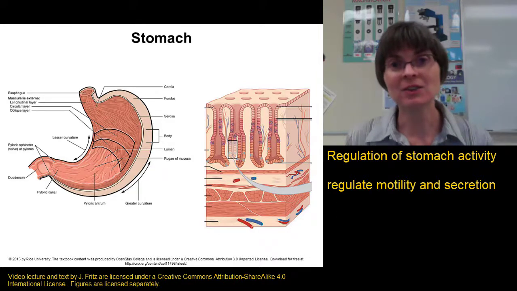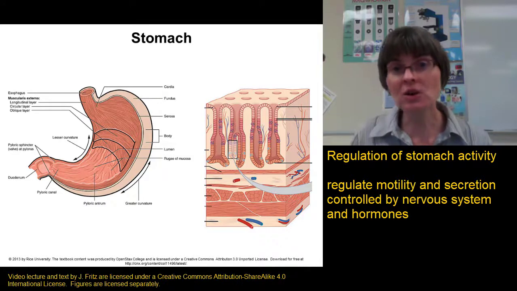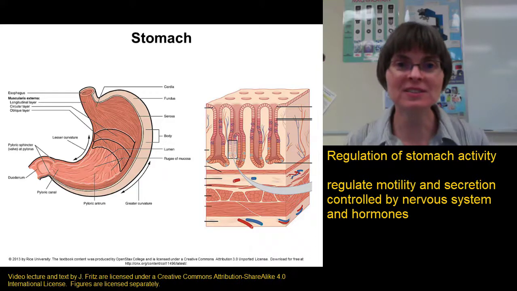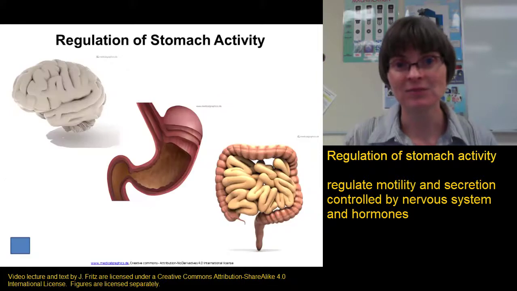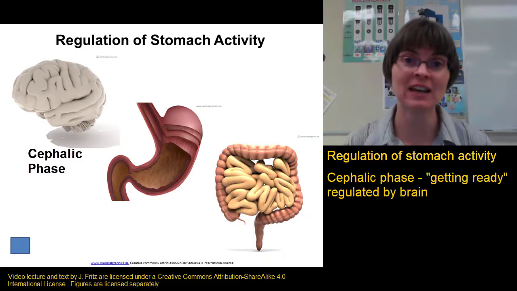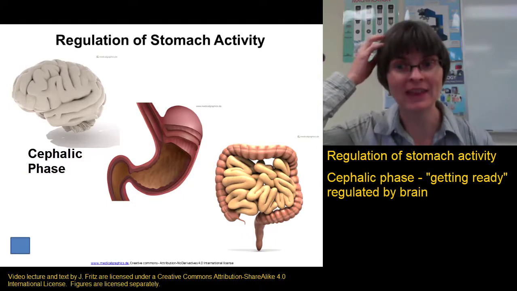And stomach activity is controlled both neuronally, by the brain, and also hormonally by the endocrine system. So we're going to take a look at 3 stages of stomach regulation and what's going on at each stage. The first phase of stomach activity is called the cephalic phase. It's referred to as the cephalic phase because it's controlled by the brain or by the head.